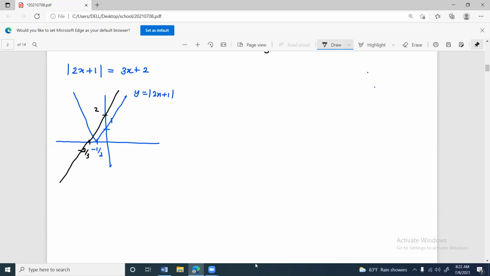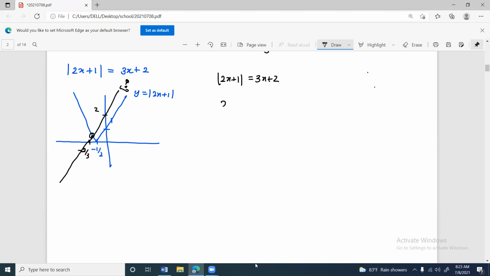Right. It seems to have a more gradient than this. Still, we don't know whether there's an intersection over here, but this intersection is for sure. But still, we have a doubt whether there's an intersection over here. To find it, we can use a numerical approach. So you can simply write, we need to solve |2x + 1| = 3x + 2.